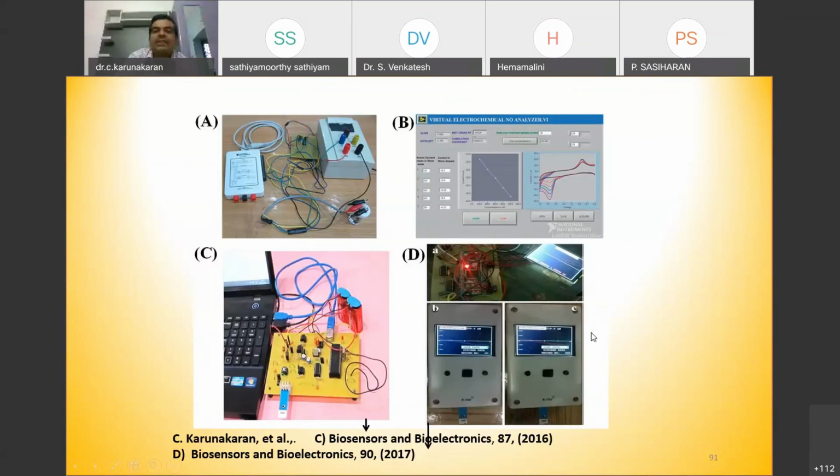So this is my commercial instrument. We have got the peak using the commercial instrument, and you see the signals are very comparable. And we wrote a book entitled Biosensors, which will be useful to future generations.